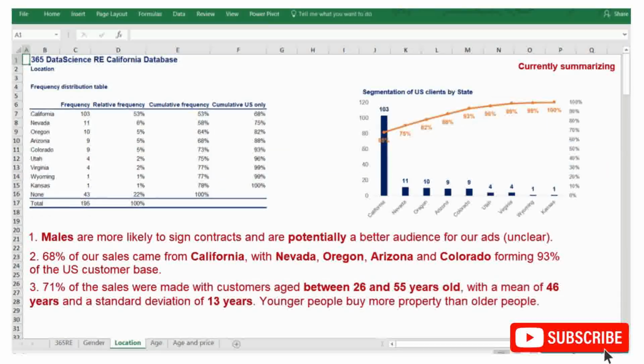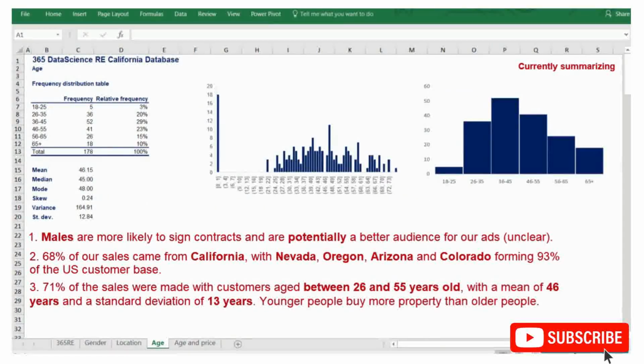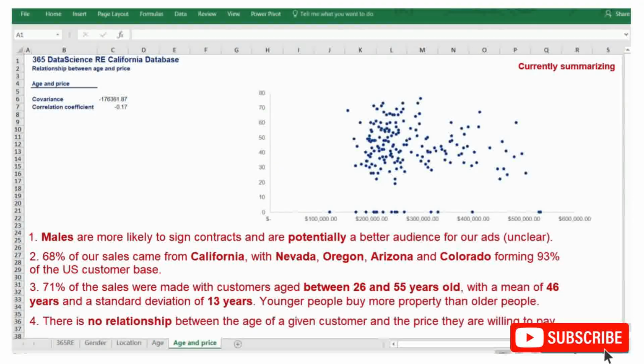Third, 71% of sales were made with customers aged between 26 and 55 years old, with a mean of 46 years of age and a standard deviation of 13 years. The distribution is right skewed, so we expect younger people to buy more property than older people. Finally, there is no relationship between the age of a customer and the price they will pay.